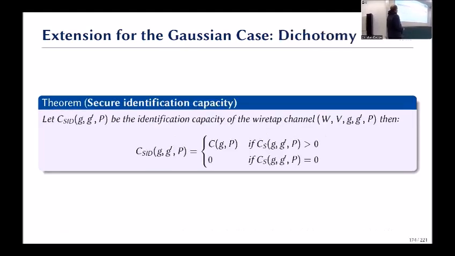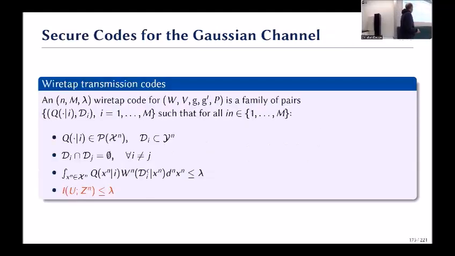That's the result for secrecy capacity. And now, if you generalize it for identification, perhaps we now get the same, or a very similar result. You see here the secure identification capacity of this Gaussian channel is equal to the transmission capacity if the secrecy capacity is bigger than 0, and it's 0 if we cannot transmit something securely. And the proof is very similar.